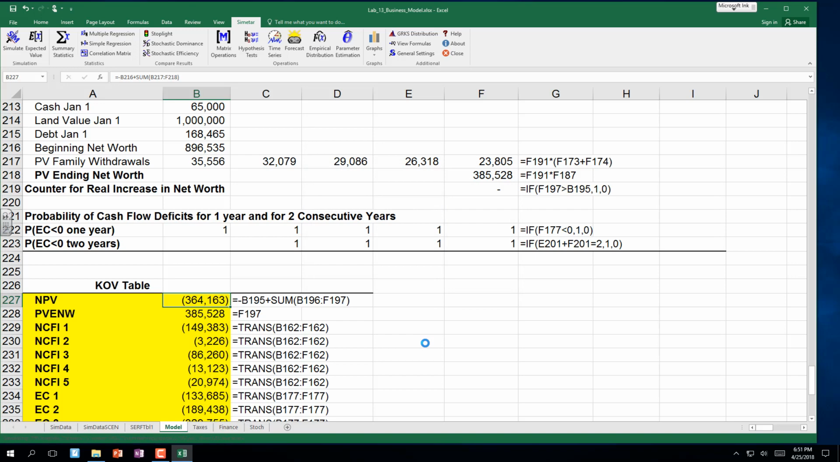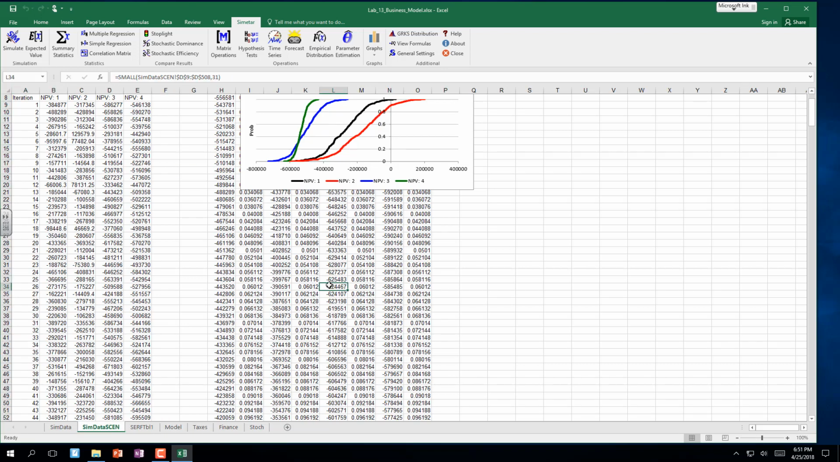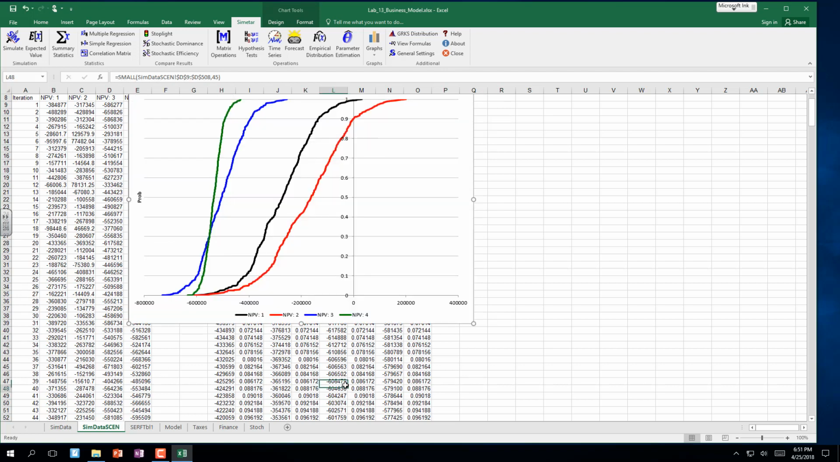Simulate, and which one? 3, 4, okay. And it gave me this really nice, funky looking graph here. Okay. And it has a SERF chart.